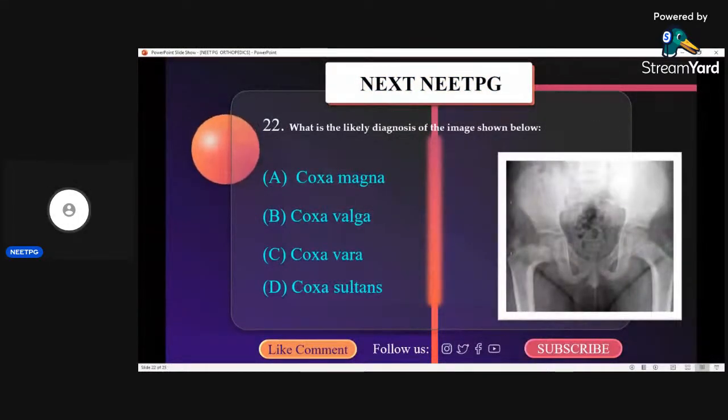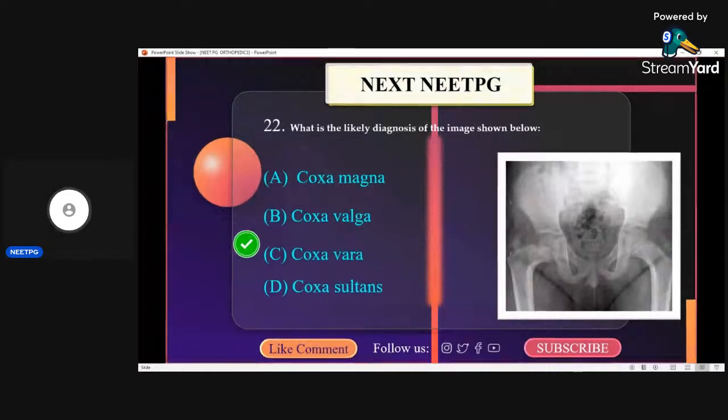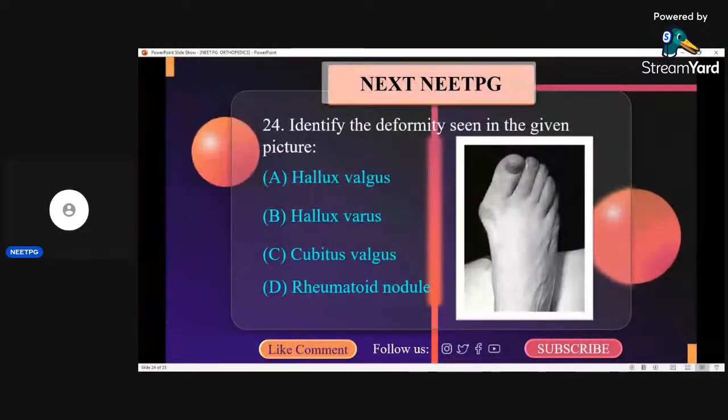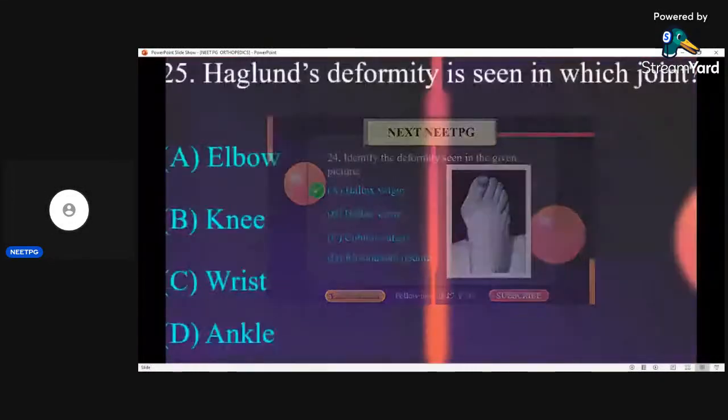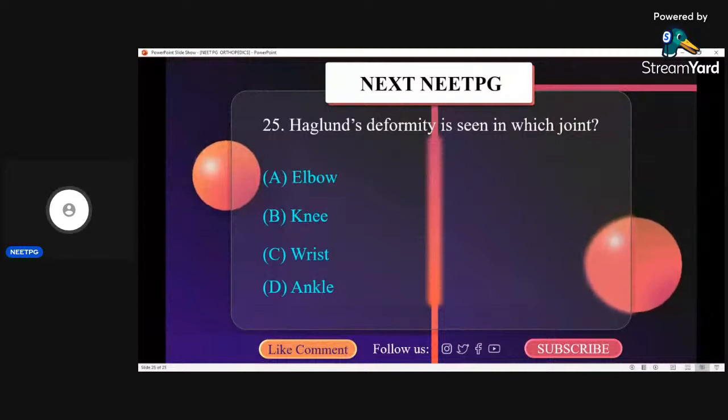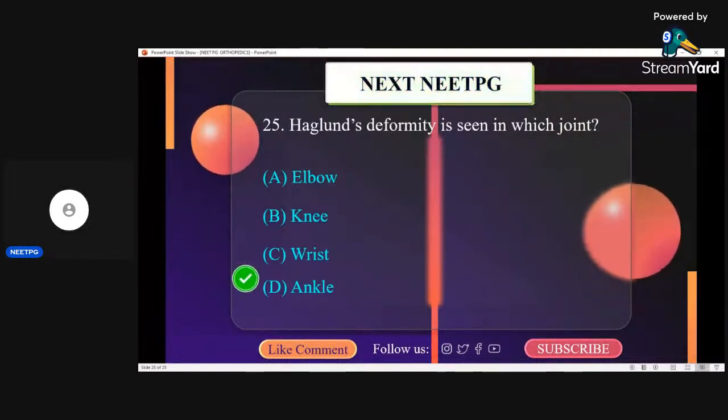Coxa vara. Lateral cutaneous nerve of thigh. Hallux valgus, Haglund deformity, ankle. So in this way, if you practice these MCQs repeatedly, you will be able to answer them very quickly, easily, and automatically. I wish you all the best.